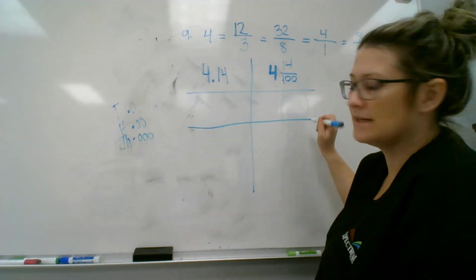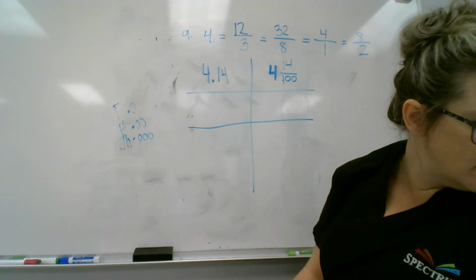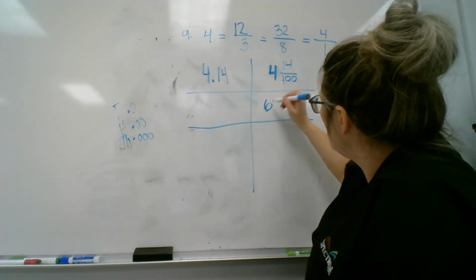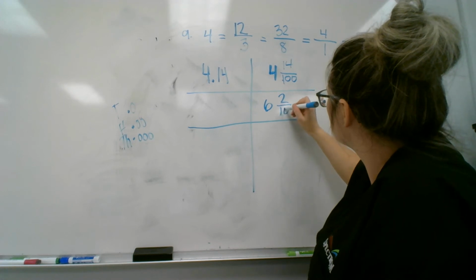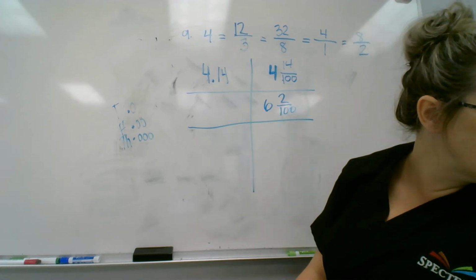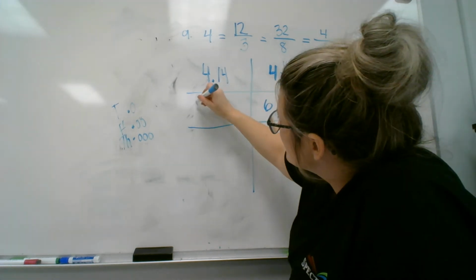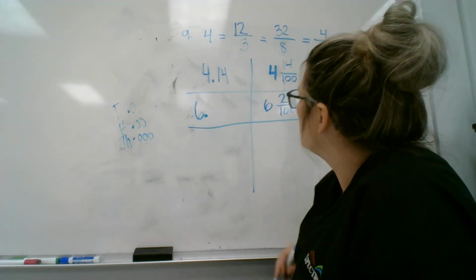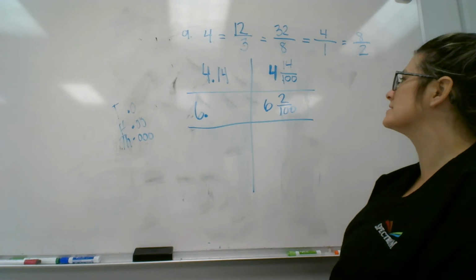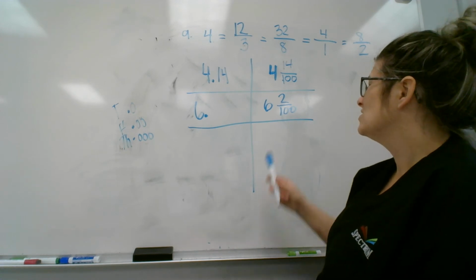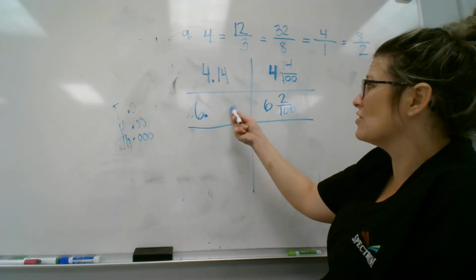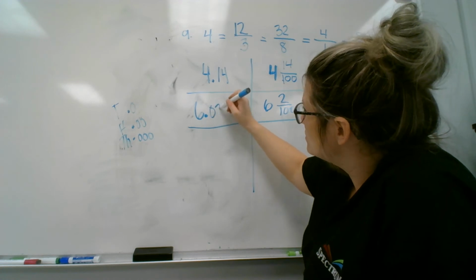All right, next one, 6 and 2 hundredths. All right, so my whole number is 6. 6 decimal, and then 2 hundredths. So 2 over 100, but I need 2 digits over here, so it's going to be 0, 2.